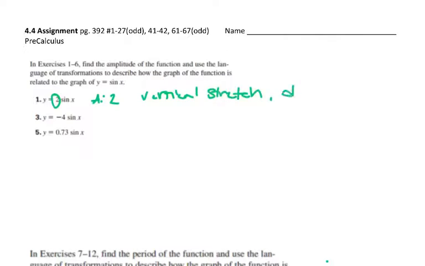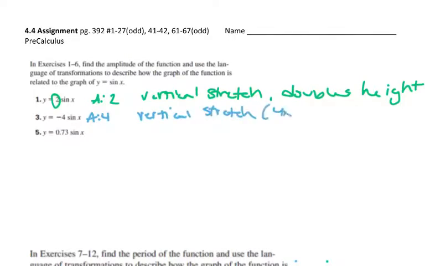We could also say it doubles in height, because it used to be 1 and now it's 2. Alright. So the next one here, the amplitude is 4. It does say -4, but of course that's not part of the amplitude. It's the absolute value of that a value. And so this one's also going to be a vertical stretch. It's going to be 4 times as tall.